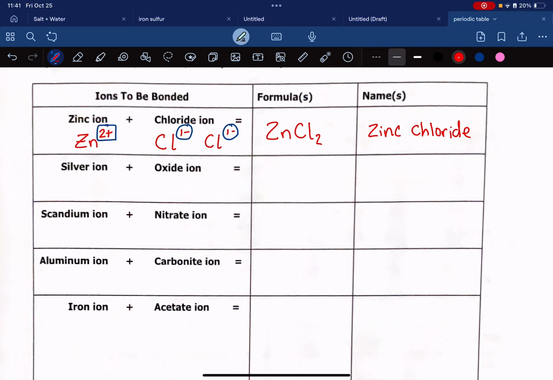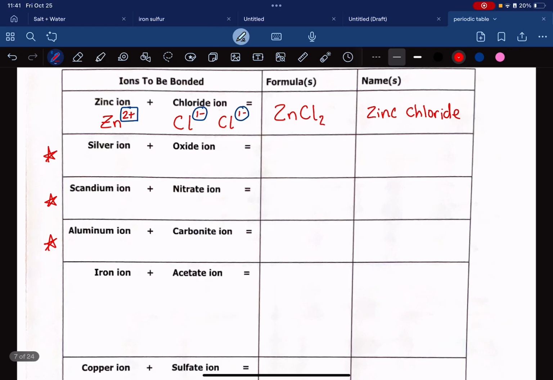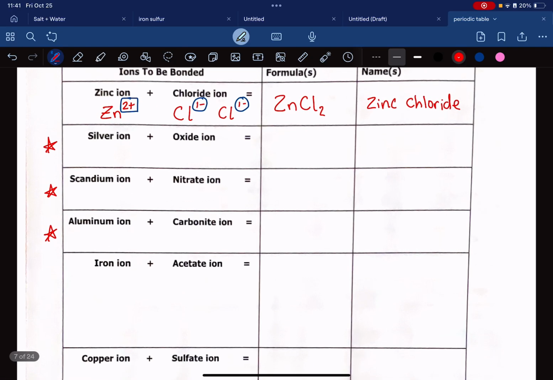All right, I'm going to let you do the next 3 by yourself. I'm not going to show the answers for those on this video, but you can ask me about them on Monday if you're unsure about your answers. I'm going to jump down to iron now. Why don't you do these 3 before we move on to iron and acetate? So you can pause the video now and run through those real quick.